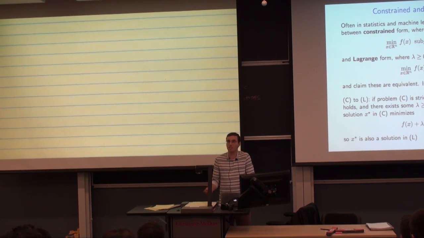So the question is, is that true, and how do we know? And I'm assuming here that f and h are convex. So let's think about that. Let's go from constrained form to Lagrange form.